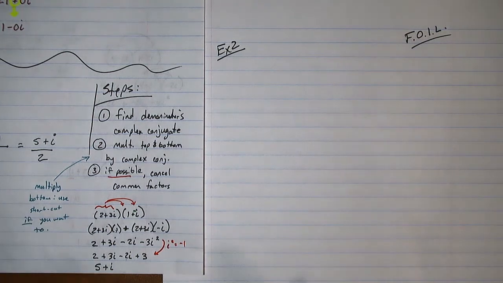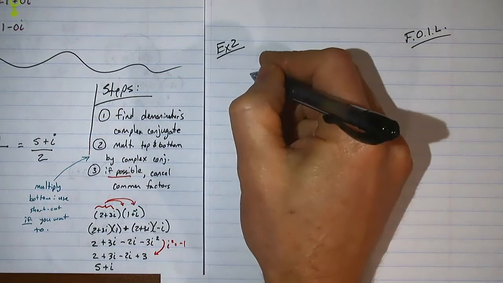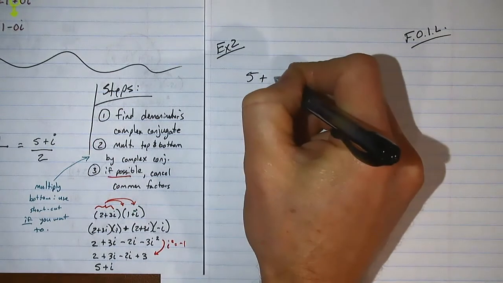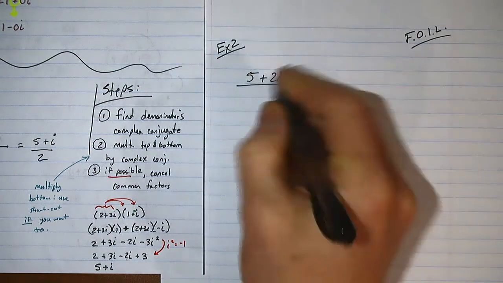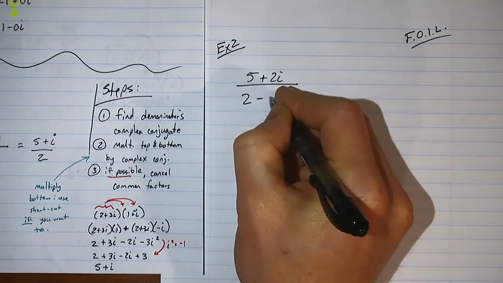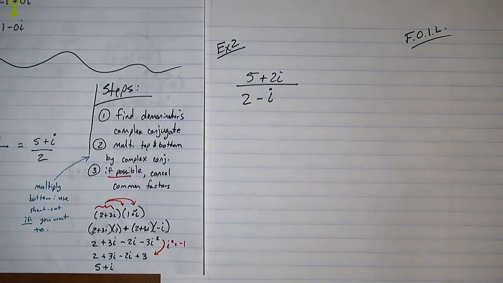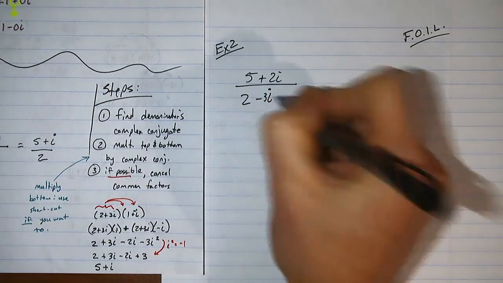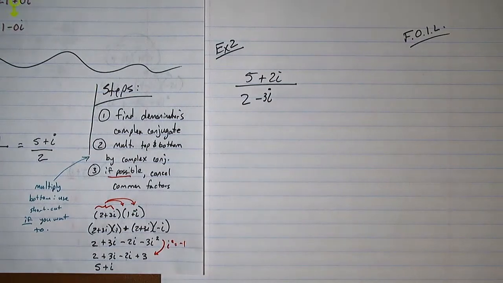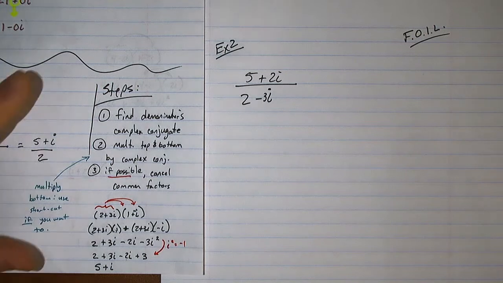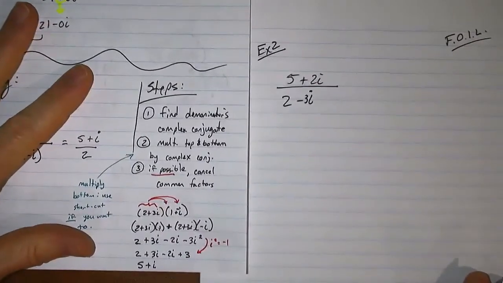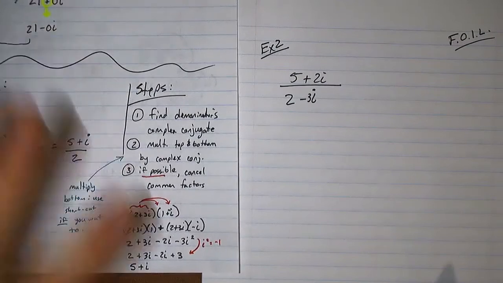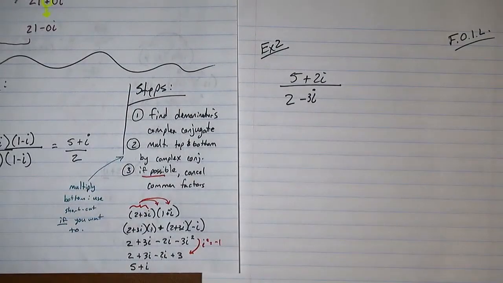But if you are someone who likes to do FOIL, then here we go. We are going to do 5 plus 2i divided by 2 minus 3i. Sorry, this is not just i, this is a 3i. So 5 plus 2i divided by 2 minus 3i. And we still have our steps right here. Those steps haven't changed. It's just now when we get to step 2, we're going to use FOIL instead of double distribute. So step 1 is still find the complex conjugate.